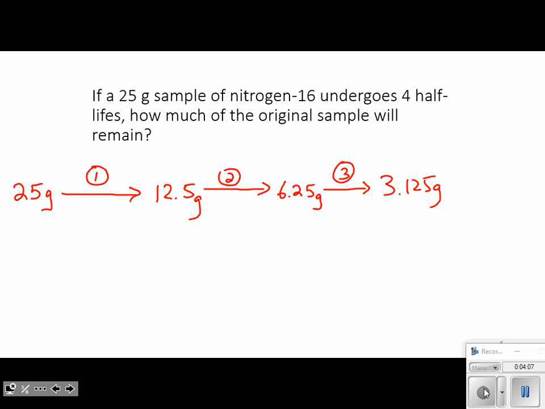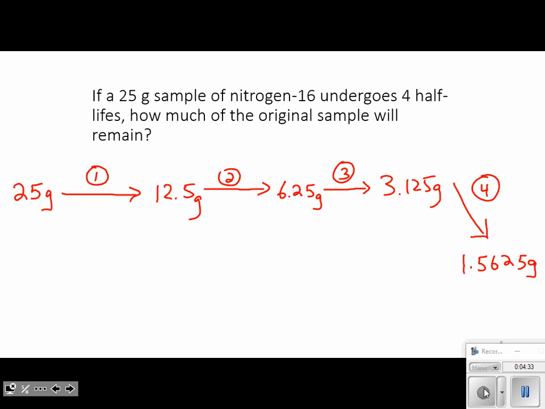So on my fourth half-life, I take half of the 3.125, and it's going to give me 1.5625 grams.